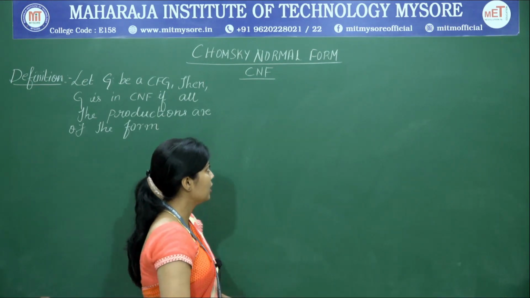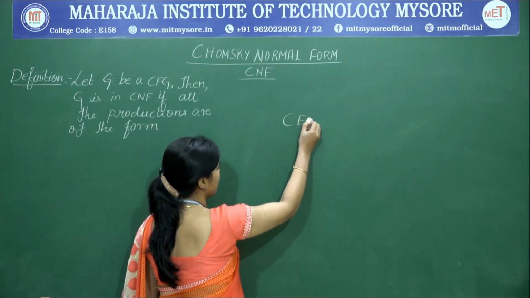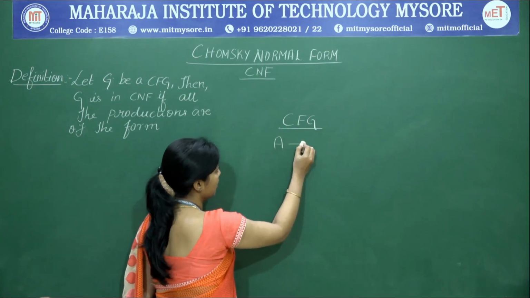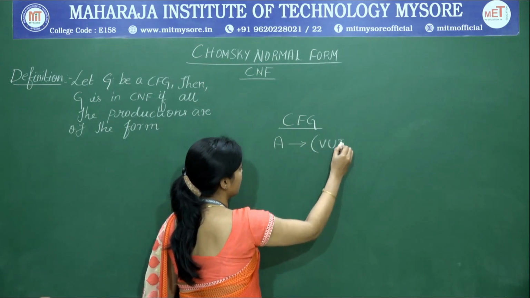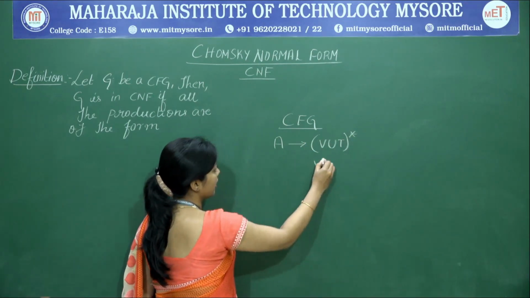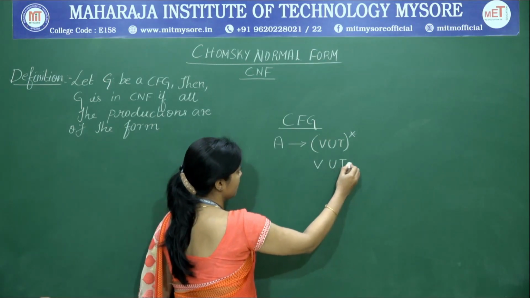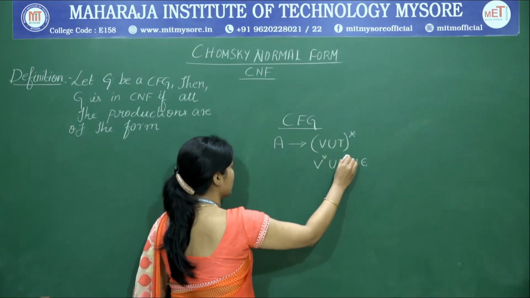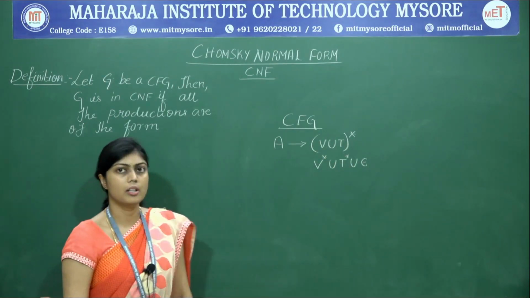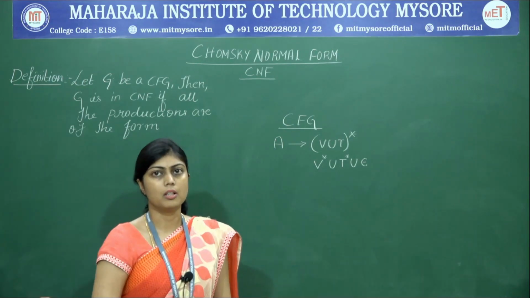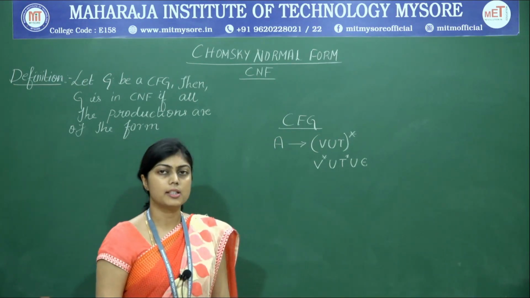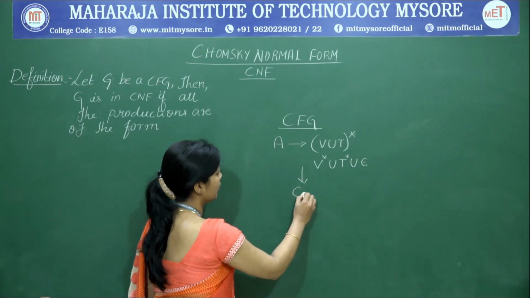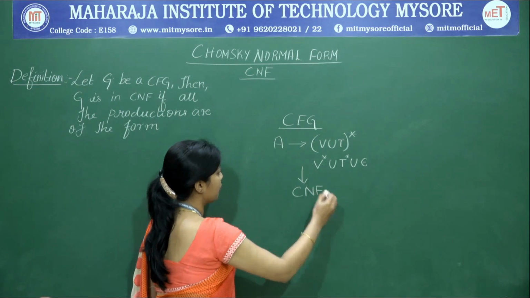So basically when we learnt about the CFG, we learnt that CFG productions are of the form some variable goes to (variable union terminal) whole star. That means it had variables or terminals or epsilons, and it could have any number of terminals, any number of variables or an epsilon. So this was the form of the production rules for the CFG. Now we have to convert this CFG into the CNF form.